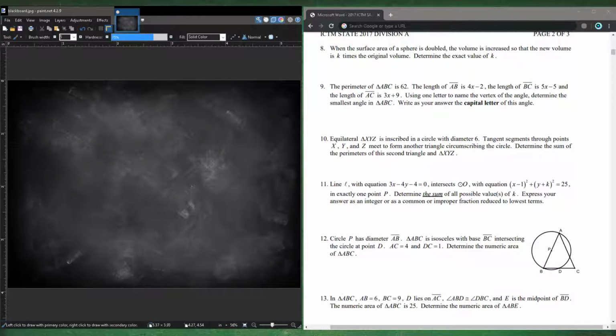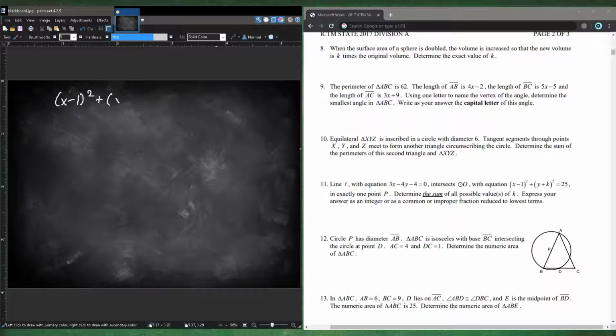Number 11. Line L with equation 3x minus 4y minus 4 equals 0 intersects circle O with equation (x minus 1) squared plus (y plus k) squared is equal to 25 in exactly 1 point. So a line and a circle only intersect at 1 point. Determine the sum of all possible values of k. Okay, so (x minus 1) squared plus y.